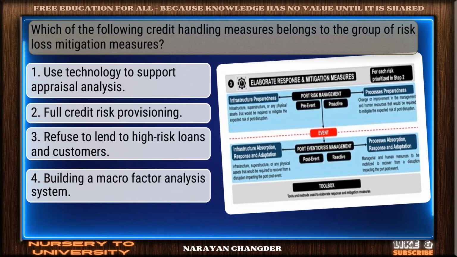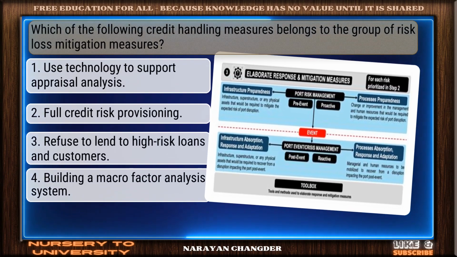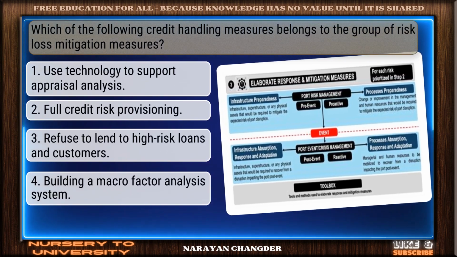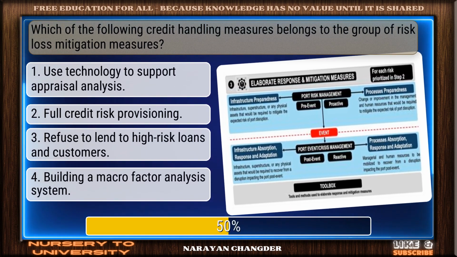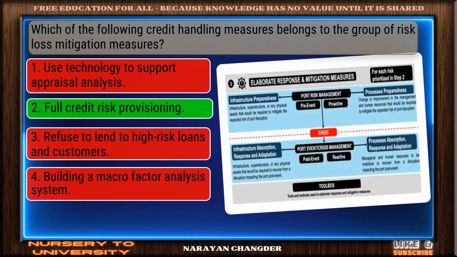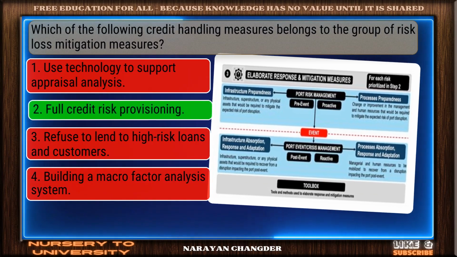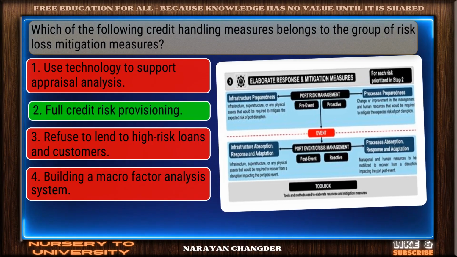Which of the following credit handling measures belongs to the group of risk loss mitigation measures? Right again. Full credit risk provisioning is a valid answer.